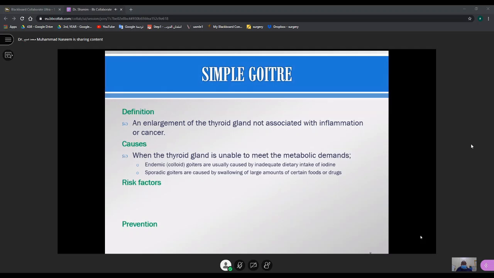Causes include when the thyroid gland is unable to meet the metabolic demand, that is, when the body needs more but the supply is less. It includes endemic or colloid goiter, which is caused by inadequate dietary intake of iodine. It also includes sporadic goiter, which is caused by swallowing large amounts of certain foods or drugs, called goitrogenic foods.